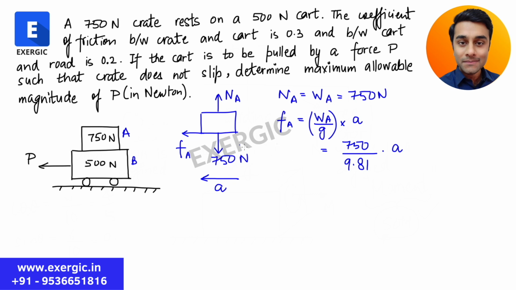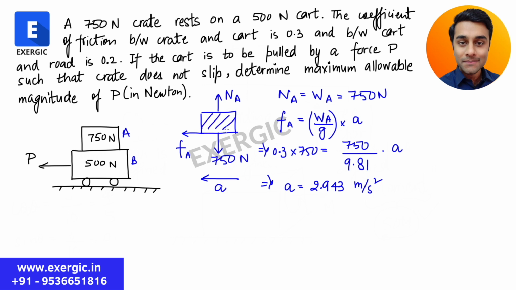The value of mu is 0.3, normal reaction is 750, so this is going to be 250, right? And upon solving, acceleration will come out to be 2.943 meter per second square. This acceleration is the acceleration of the crate.